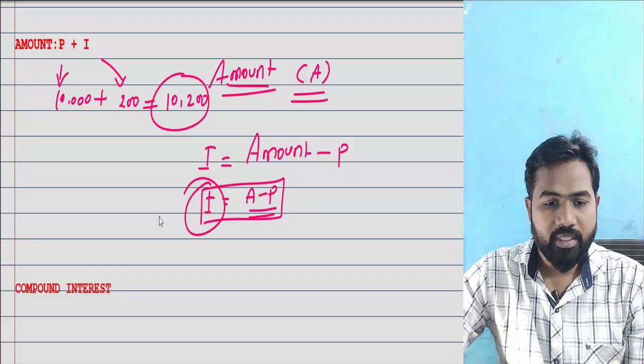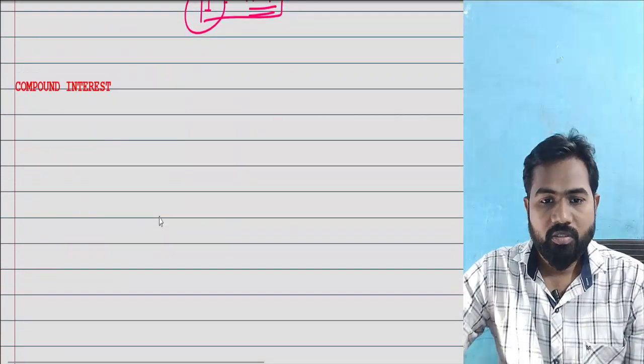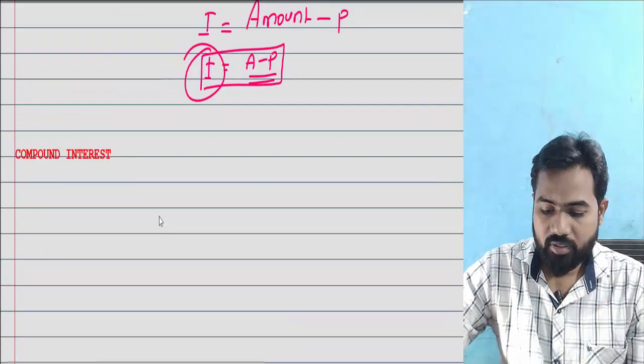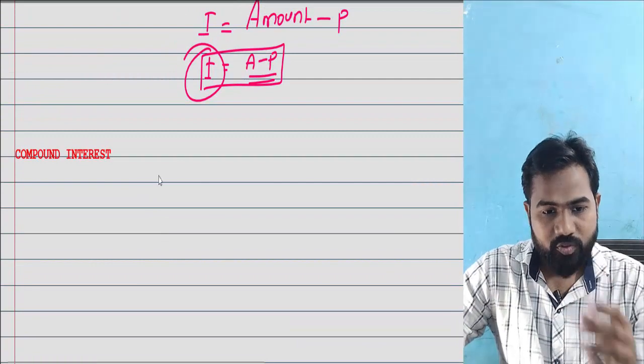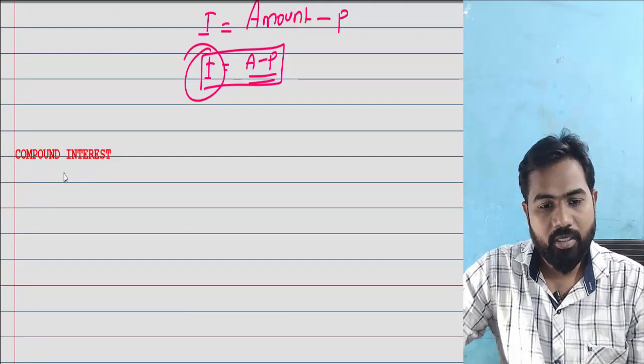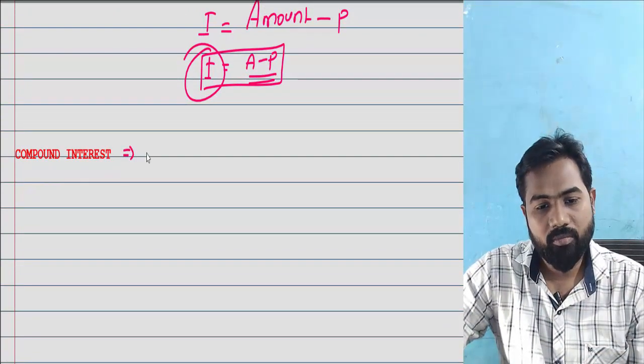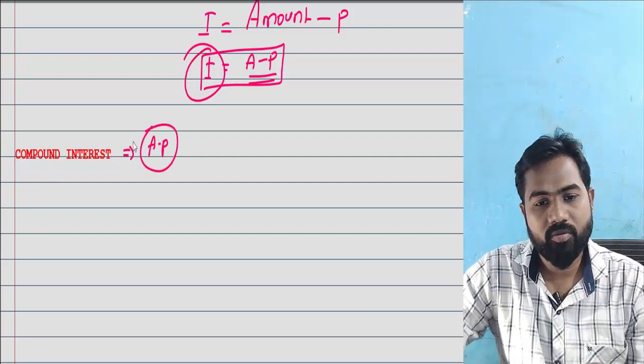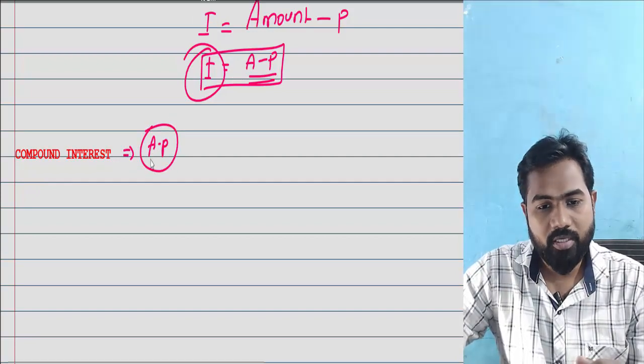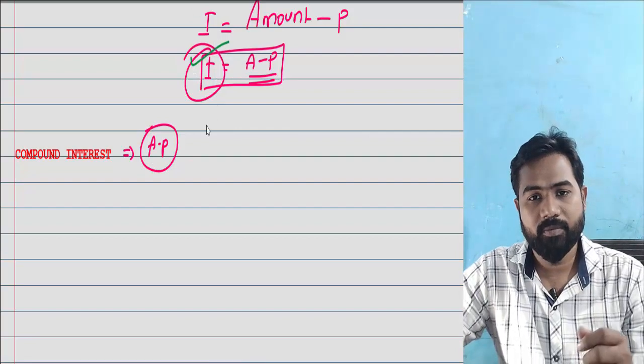Come to the next part, that is the compound interest. So compound interest, students, that we studied about over here. So for this formula, to find the interest, we need to find the amount minus principal. What we have to do to find out the compound interest? Interest equals amount minus principal.